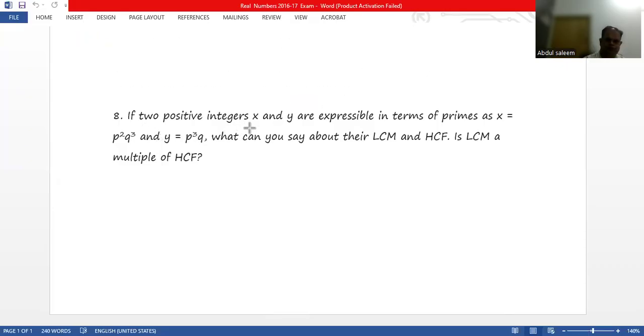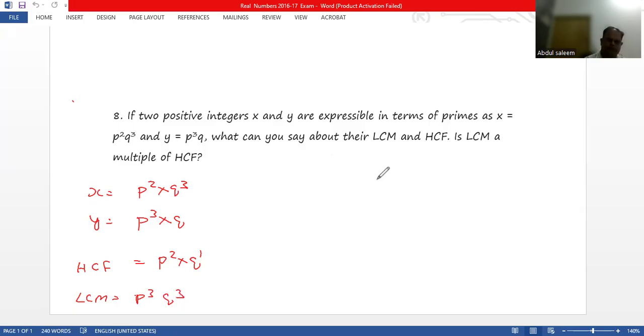If two positive integers x and y are expressible in terms of primes as x equals p square into q cube, and y equals p cube into q. HCF means least power, so HCF equals p square times q. And LCM is the highest power, p cube times q cube. So these are the HCF and LCM.